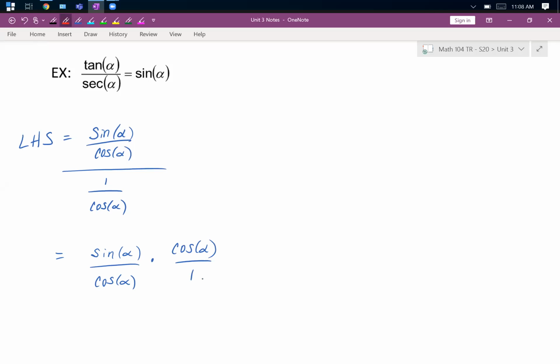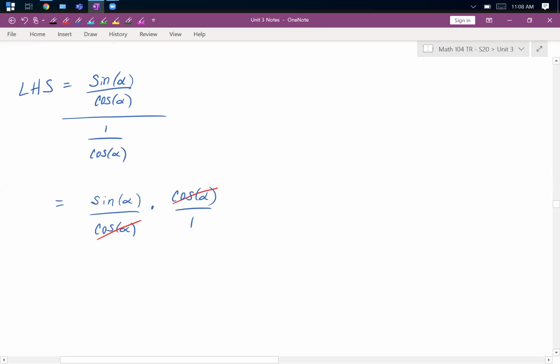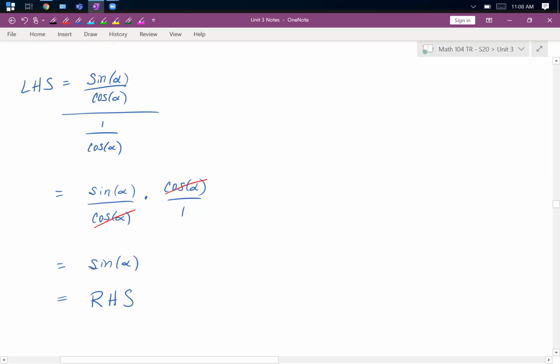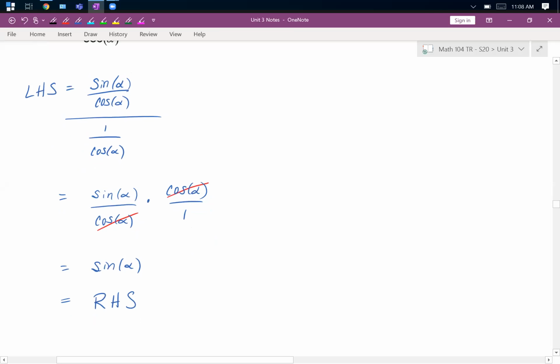And now we can cancel our cosines. That leaves us with just sine, which is our right-hand side. And then we're done. We verified that the left-hand side is equal to the right-hand side.